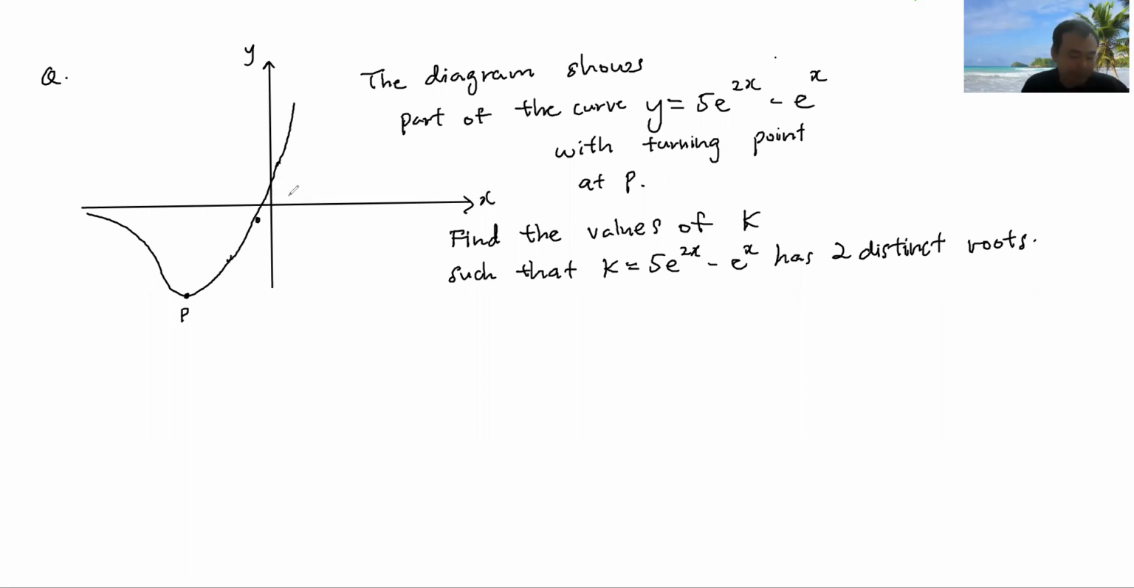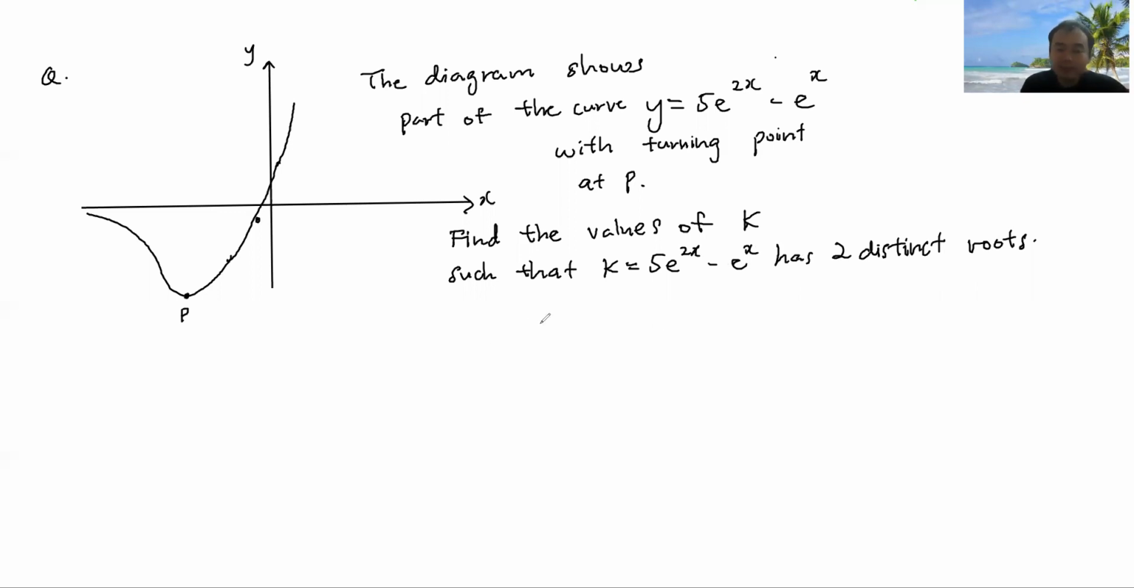Hi guys. Okay, so today we're going to talk about this question. We have a diagram here. It's actually part of the curve y equals 5e to the power of 2x minus e to the power of x. This curve has a turning point at P. We want to find the values of k such that k equals 5e to the power of 2x minus e to the power of x has two distinct roots.